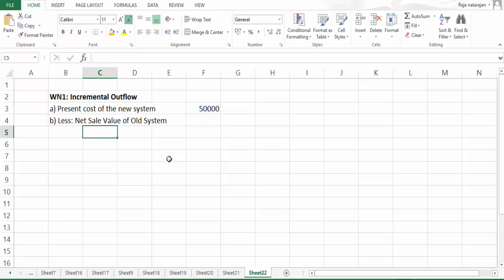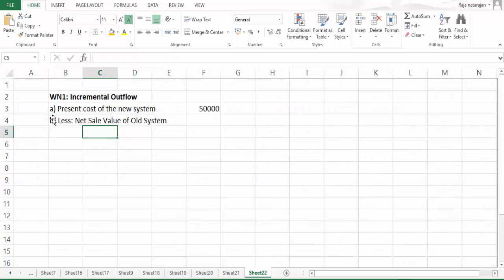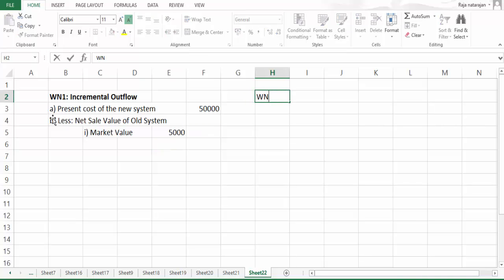Let's capture them. See, at what value you can dispose of. The question says the current market value of the old system is 5,000. So we'll capture that. Market value is 5,000. But you have to know whether you are disposing it at profit or loss. Okay, and for that you should know what is the book value. So what we'll do, we'll calculate what is the book value of the system that is sold.